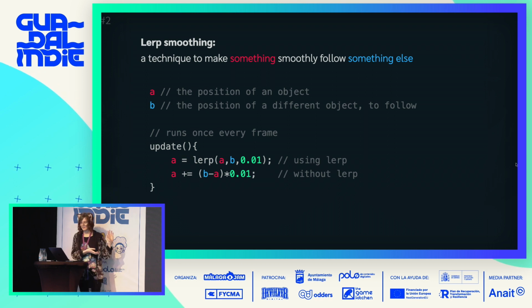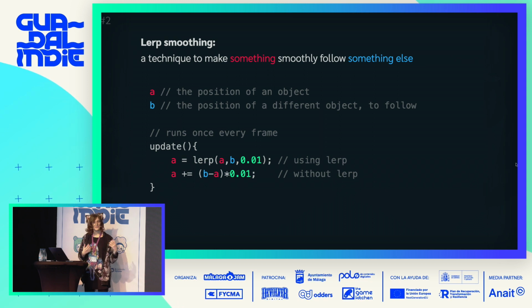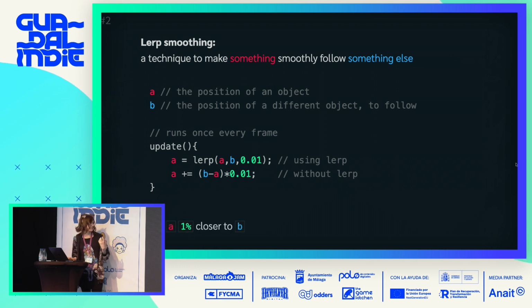So here's a little bit of sample code. It's very simple. You have two things, A and B. They could be positions of objects. And then you have your update loop, so that runs once every frame. And in there, you just write A equals lerp(A, B, 0.01). It's a very simple line. You also don't have to use a lerp function. You can just write some math straight up like that as well. So it's a very easy function to implement. It's so easy to remember, and it gives you really beautiful results. And all it really does is it says move A 1% closer to B. That's it. That's all it does.